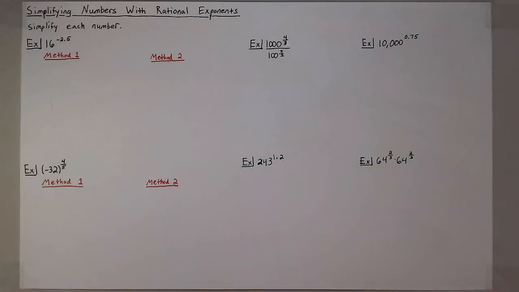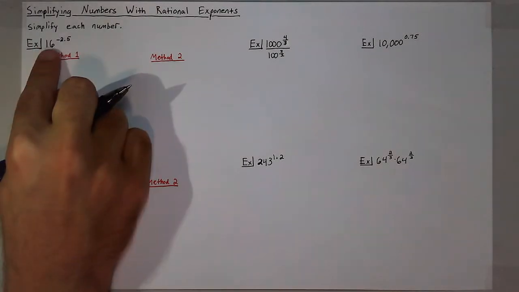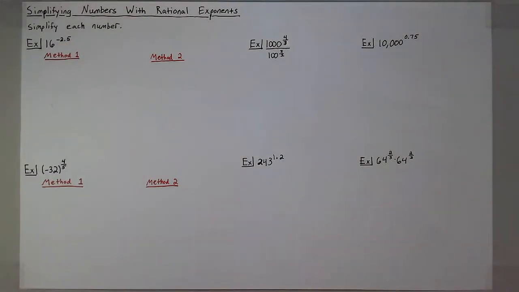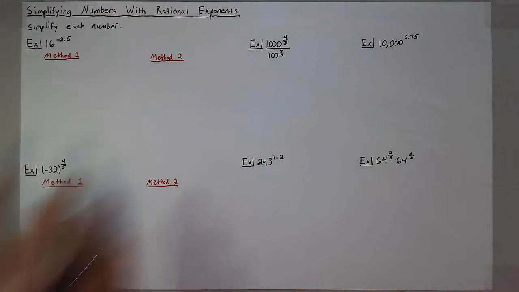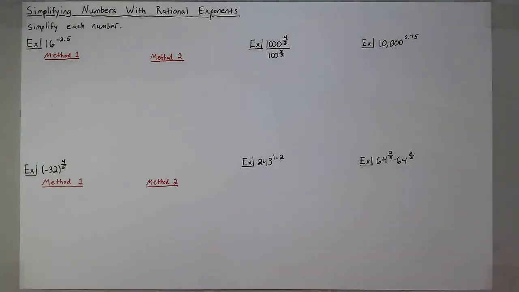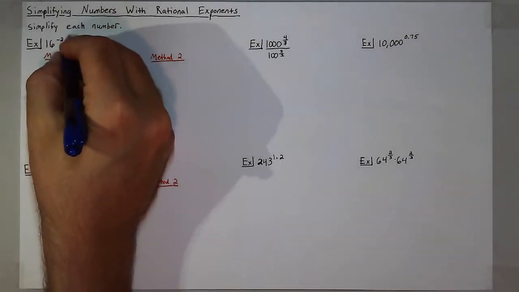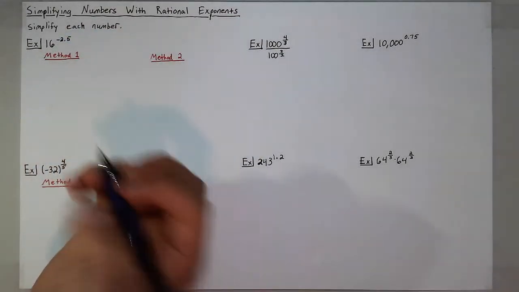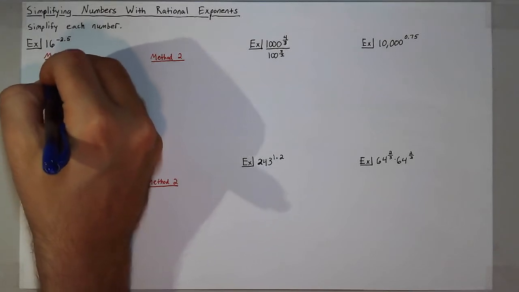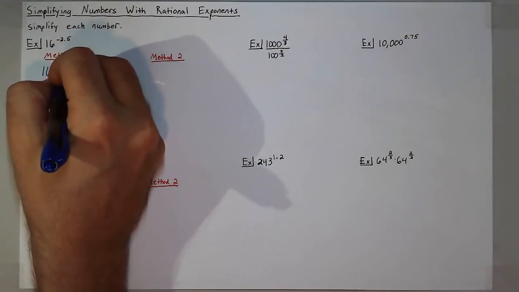In this video, we're going to learn how to simplify numbers with rational exponents. So I have 16 to the negative 2/5 power. I'm going to show you two methods to go about simplifying this problem. First, I'm going to start by changing negative 2.5 to a fraction. So I have 16 to the negative 5 halves.